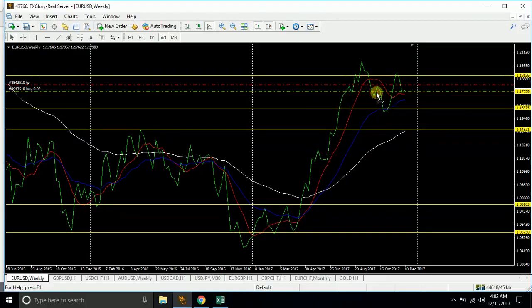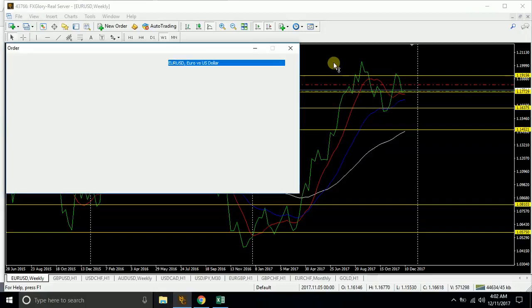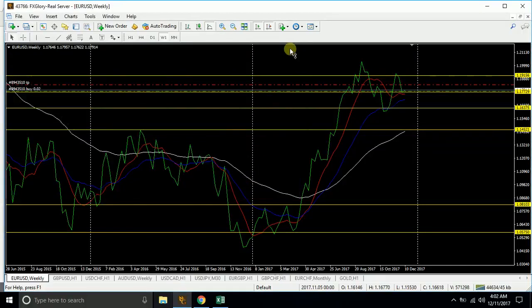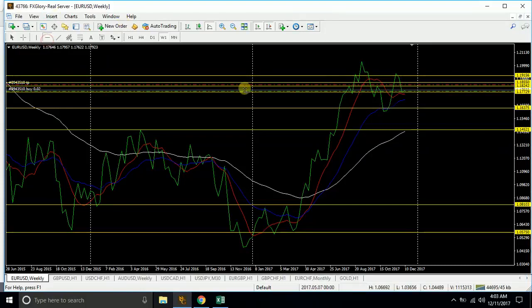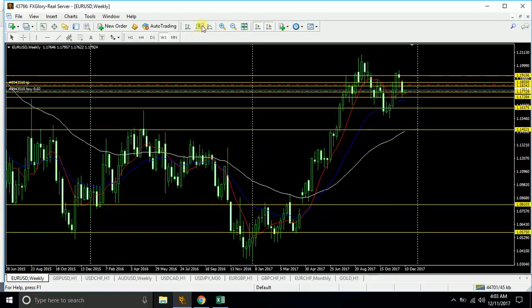And why do I say the most recent is here? Because you can see this pivot right here. So we've got one there. We'll put another one here. We will put another one here. We will put another one here. And now we'll go back to our candles.